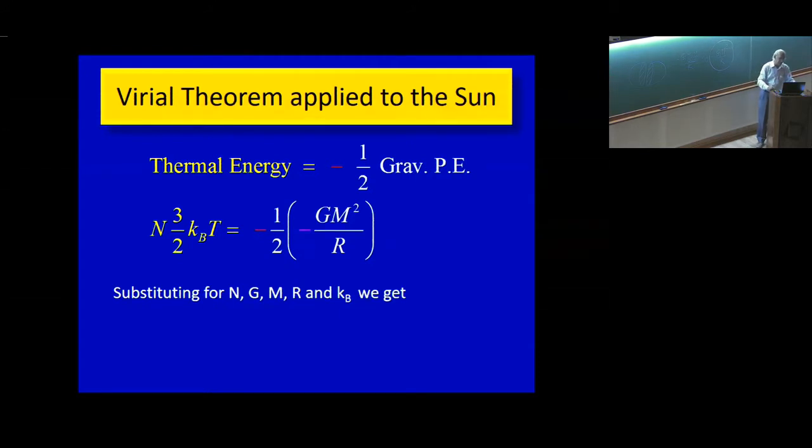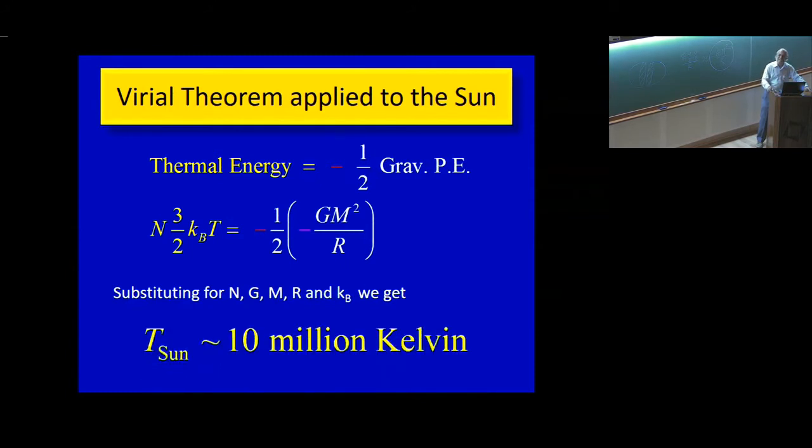Now, if you substitute for the number of particles, you know the mass of the sun, assume it's made up of hydrogen, therefore you know it is 10 to the 57 particles. Substituting for G and the mass of the sun and the radius of the sun and Boltzmann's constant, you get the temperature of the sun as 10 million degrees Kelvin. Isn't this astonishing? Isn't it a beautiful result? Sitting right here, we are able to estimate the average internal temperature of the sun, which is 10 million degrees.